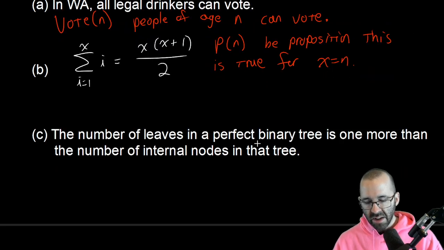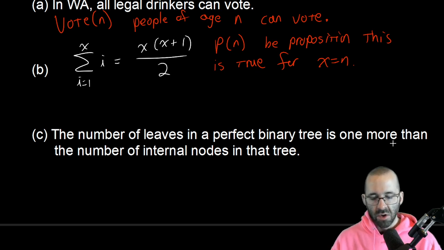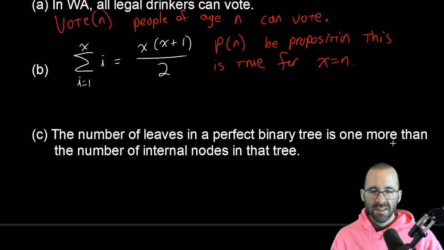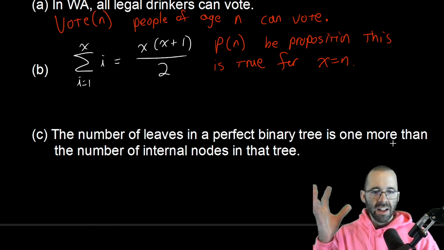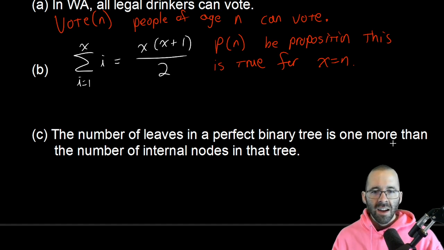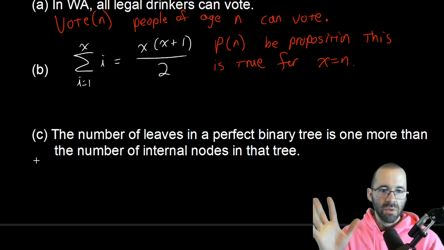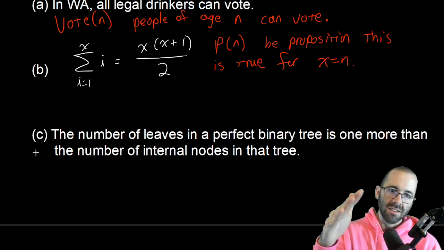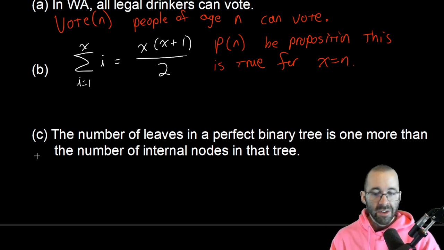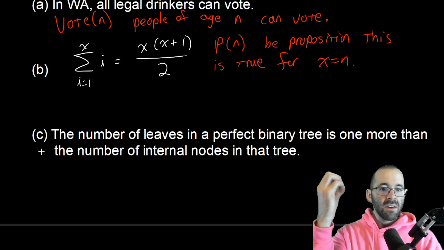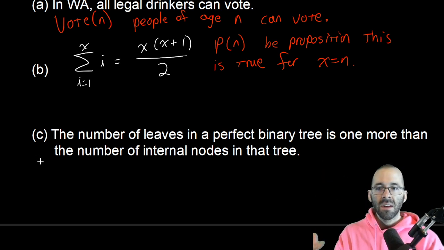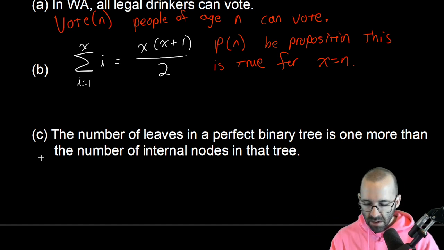All right, the last one: the number of leaves in a perfect binary tree is one more than the number of internal nodes in that tree. Is that true? Wait, what is a perfect binary tree again? Remember we had different levels of thickness of trees, and the thickest was a perfect binary tree. Binary tree meaning you have left nodes and right nodes. You only have 0 through 2 nodes, and it's always clearly defined as a left or a right node. A perfect binary tree was one where every node had 2 children, and the bottom layer, the bottom depth, was full.